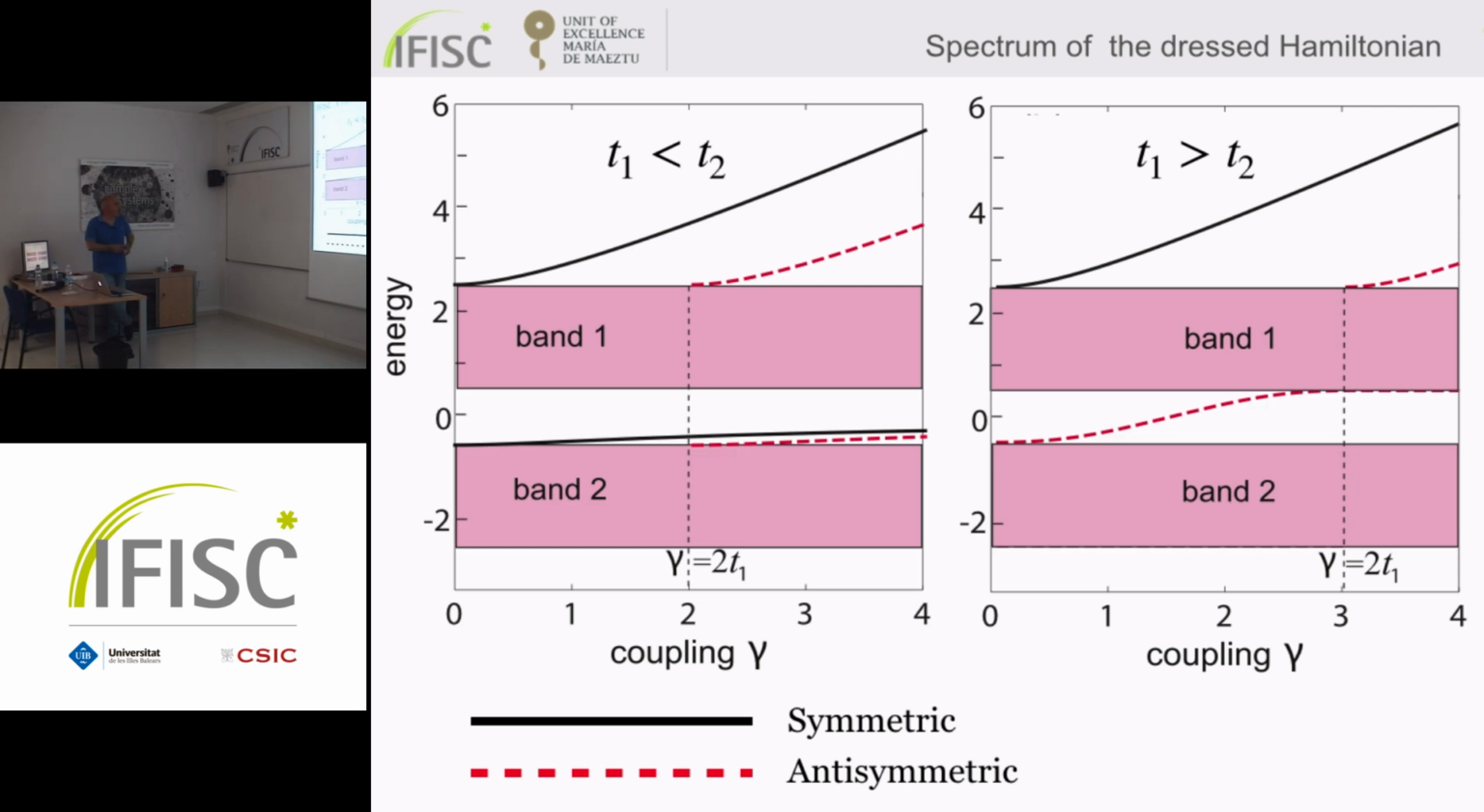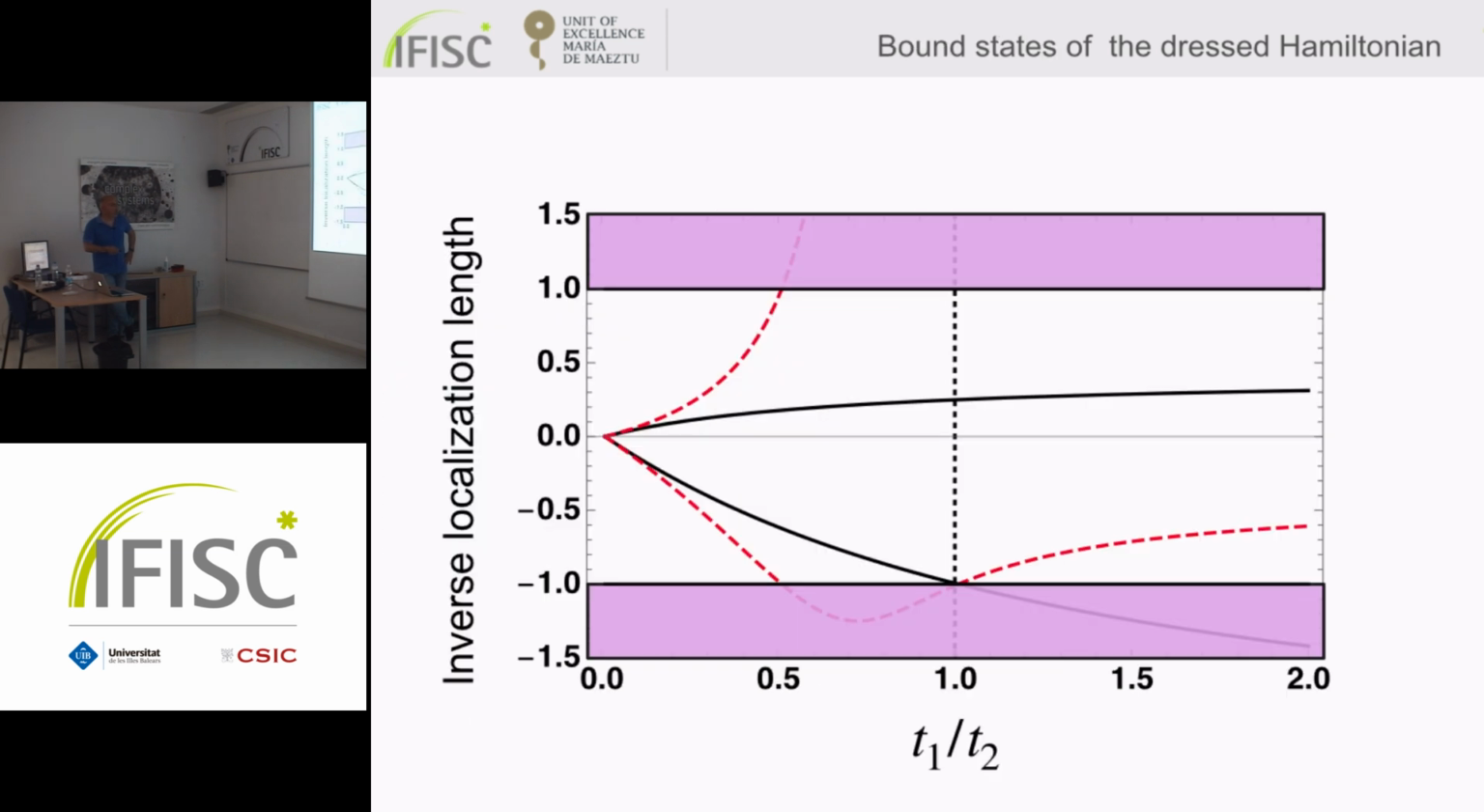Here we are plotting the energy spectrum as a function of the coupling. We can look at the same from a different perspective. Here we fixed the coupling, and we changed the ratio between T1 and T2. This is interesting because here we can analyze what happens around the topological phase transition, T1 equal to T2.